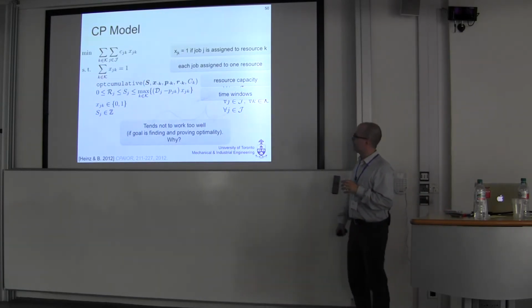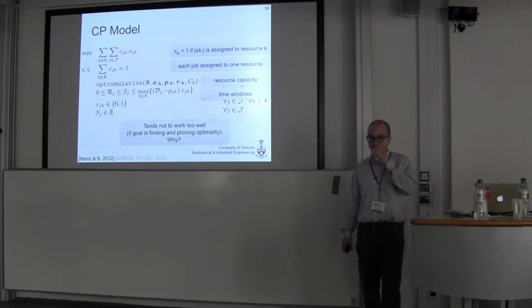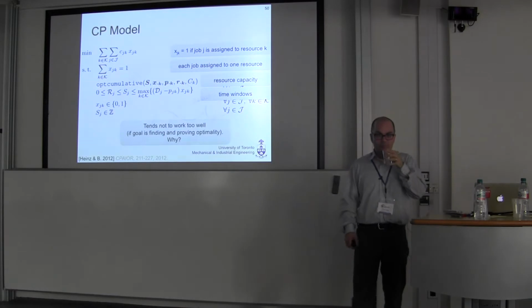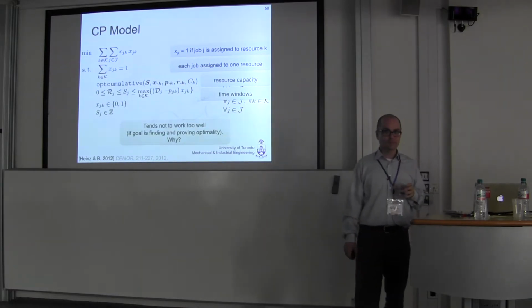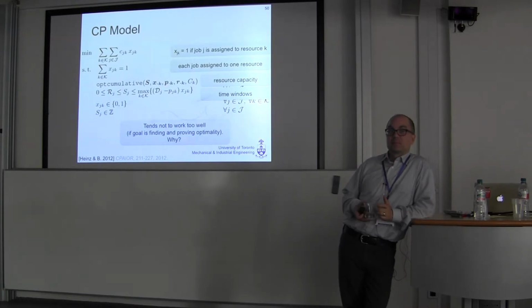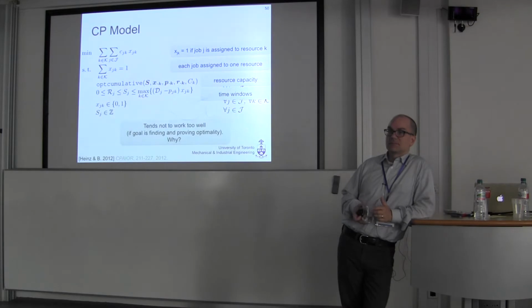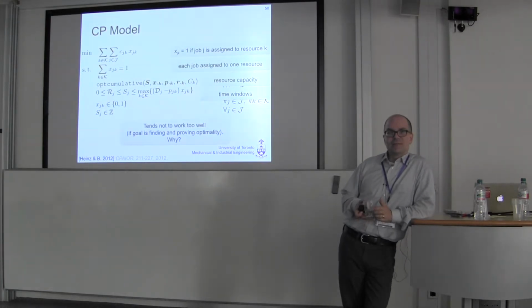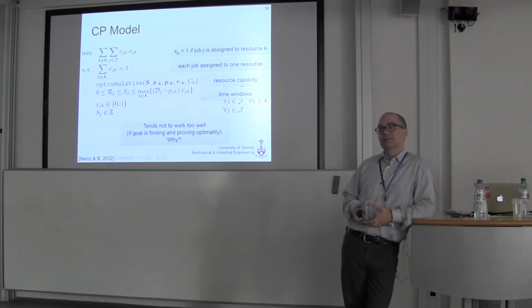Anybody give me a guess about why it tends not to work too well? Constraint programming works when what? What's the secret sauce? Everyone's asleep. So, inference, right? Constraint programming lives and dies on inference. Why might inference not be very useful here? Or might not work very well here?